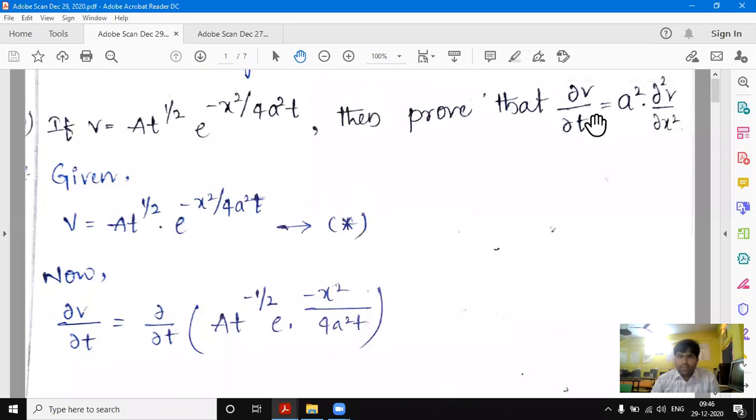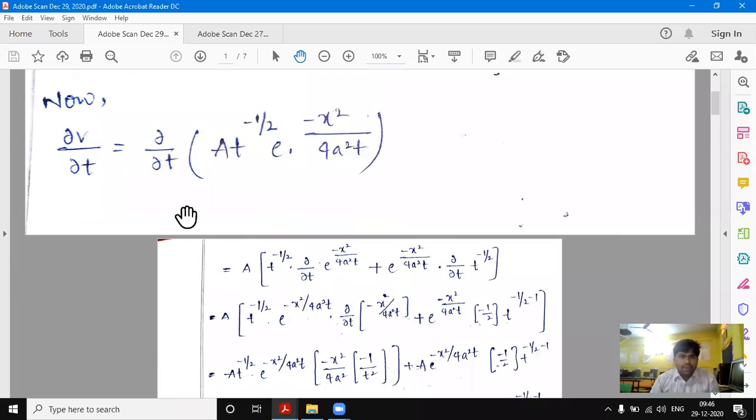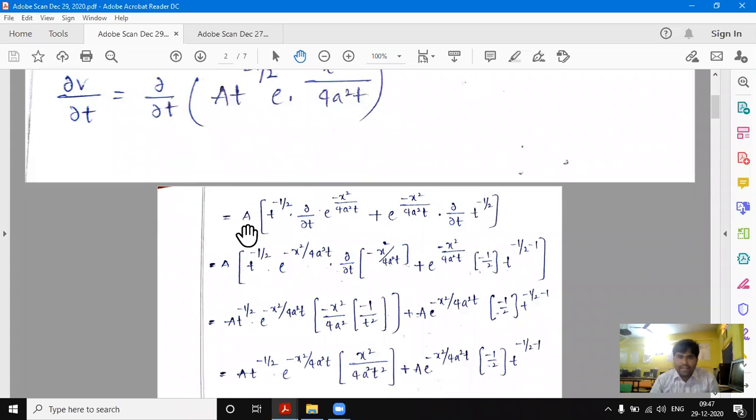Now we actually need dou v by dou t. Here v is differentiated with respect to t, and partially differentiated twice with respect to x. So this is a one time differentiation with respect to t. Right, so now dou v by dou t is equal to dou by dou t of the v value, that is a t power minus 1 by 2 into e power minus x square by 4a square t. With respect to t, a is constant, so we write it as is.